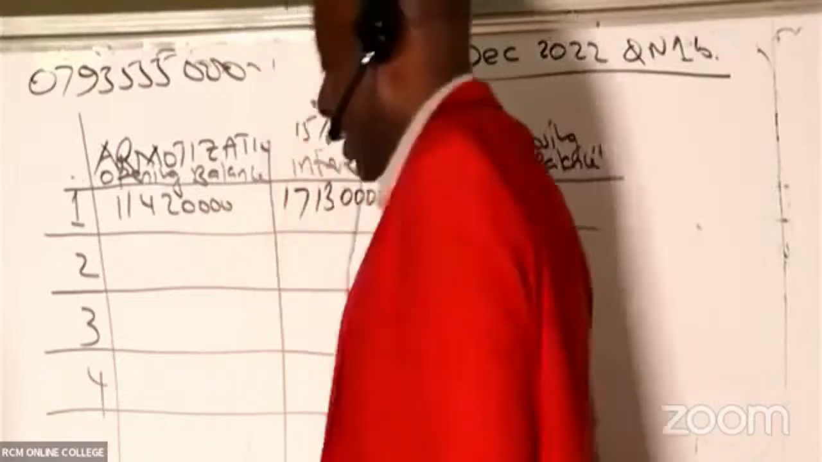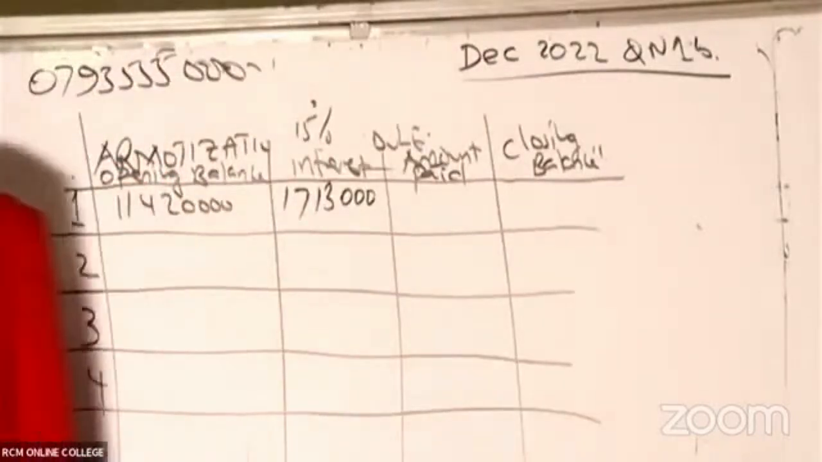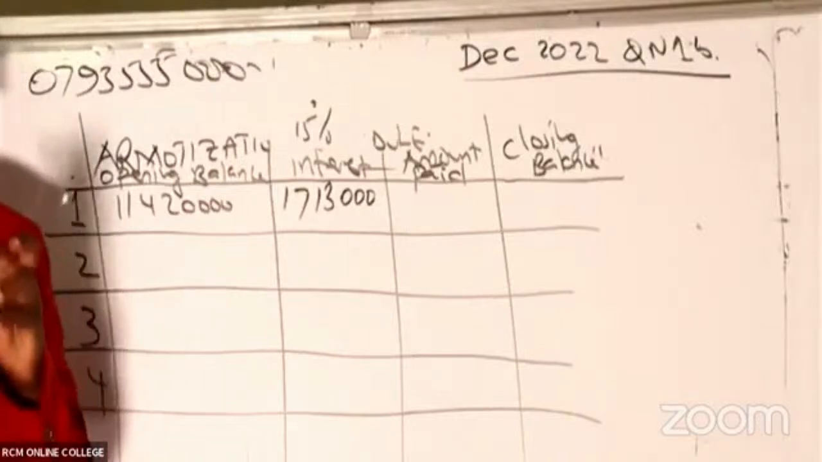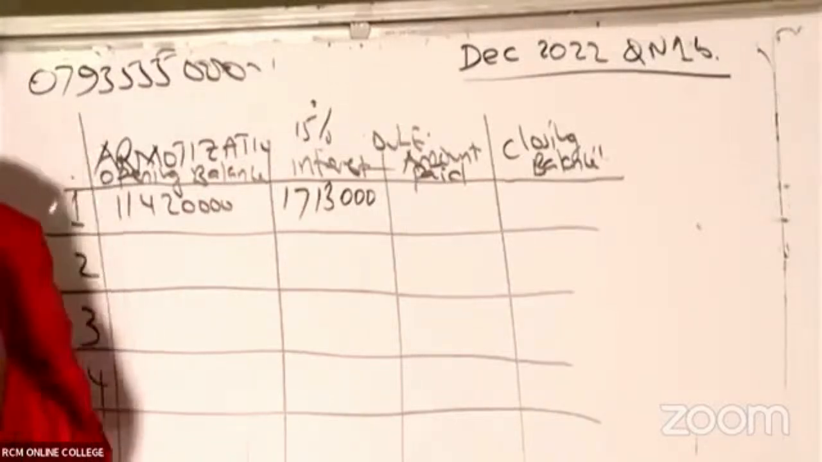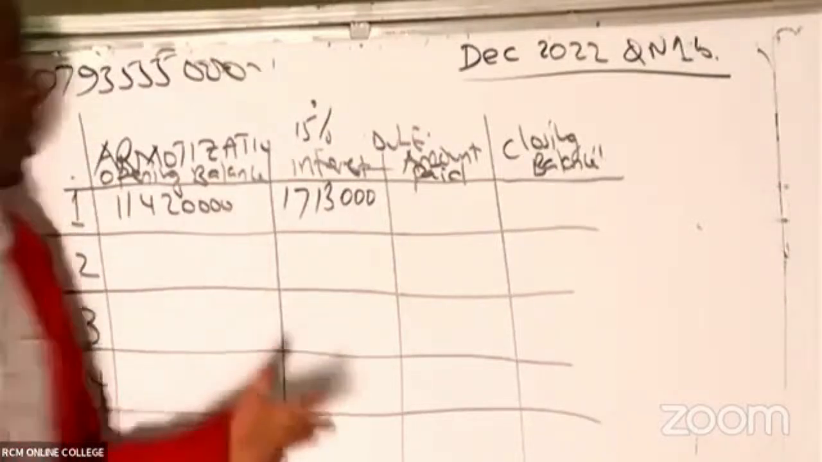But now remember, this gentleman who has our asset is going to pay us something. Are you able to remember the lease rentals? How much are we going to be receiving from this gentleman? 4 million every year, 4 million.